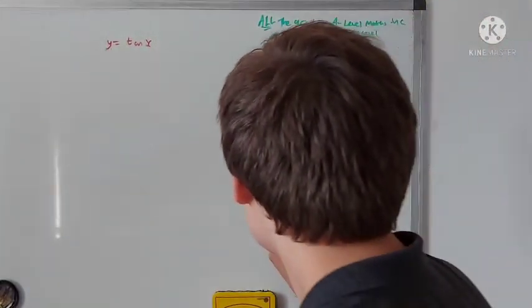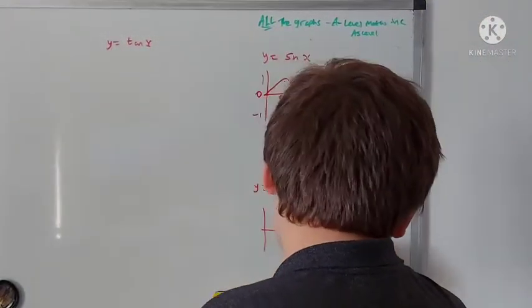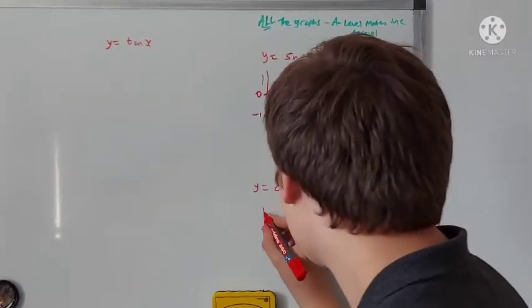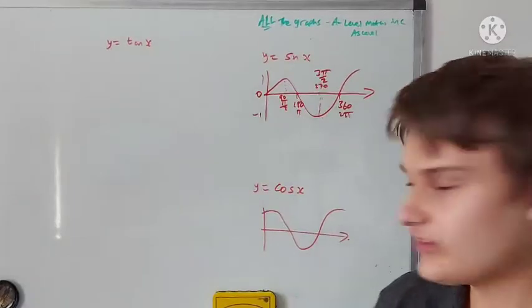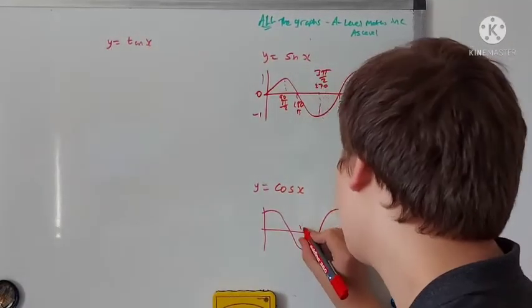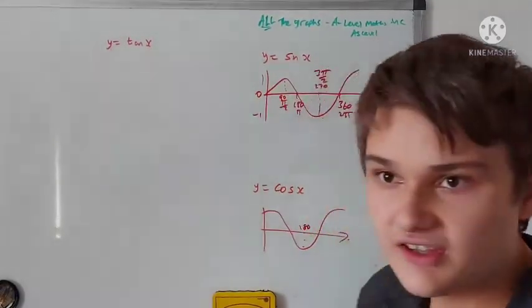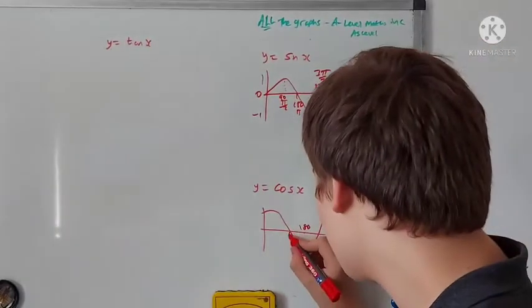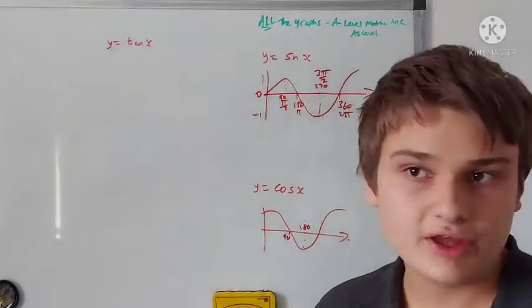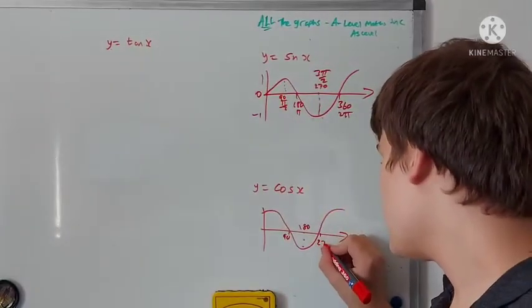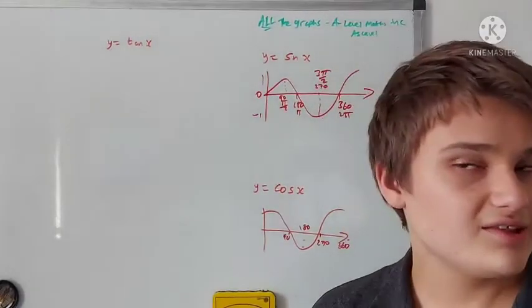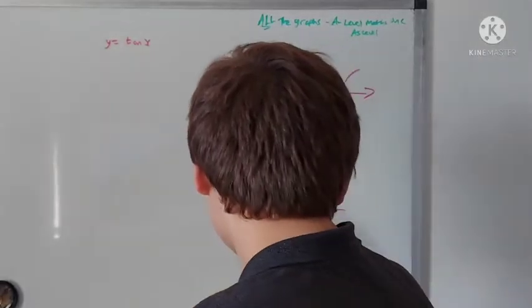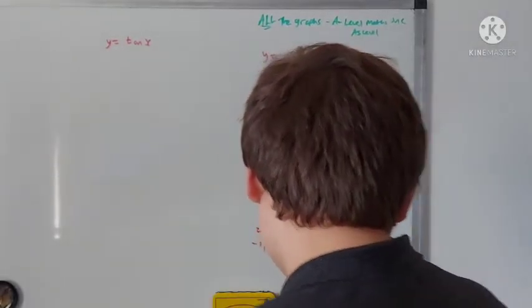For cos x, it's pretty much the same, but for cos x, we start at the top and work our way down. So we kind of get like that. Here is 180 degrees, 90 degrees is here. Then we get 270, which is over here, and then 360 is at the end. And we start at 1, minus 1, go to the origin.